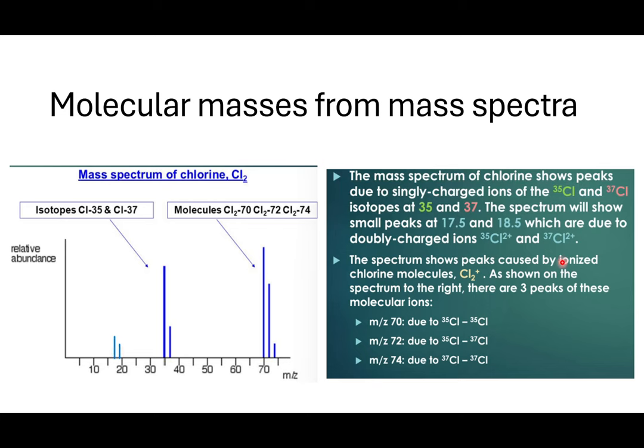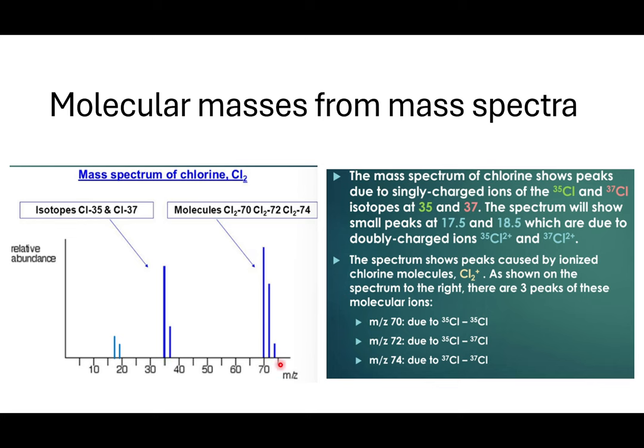So the spectrum shows peaks caused by ionized chlorine molecules, so Cl2 plus. As shown on the spectrum, well, it's on the left, there are three peaks of these molecular ions themselves. So let's look at this. At 70, 70 is due to this molecular ion, 72 is shown by this molecular ion, and 74 actually is shown by this molecular ion. The smallest molecular ion peak here is chlorine 37 bonded to chlorine 37. The other one is chlorine 35 bonded to chlorine 37, and the largest one is chlorine 35 bonded to chlorine 35.